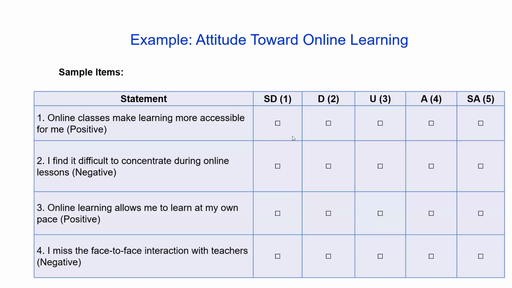Here you give 1 mark, here 2 marks, here 3 marks, here 4 marks, here 5 marks. That means for the statement online classes make learning more accessible for me, if you mark strongly agree, that means you strongly agree with the statement. So the researcher gives 5 marks, because it is a positive statement and a strongly agree response.